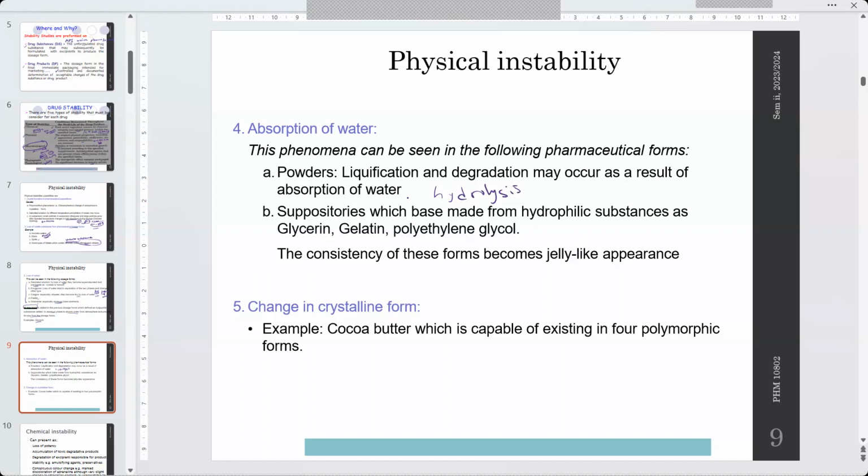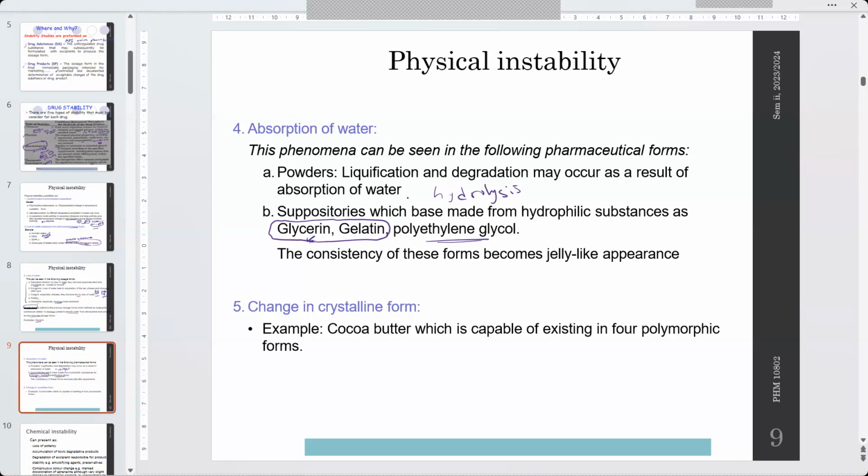Okay, suppositories made from hydrophilic substances, like glycerine suppositories. It's not glycerine alone, but it is actually glycerinated gelatin. You have suppositories that are made from glycerinated gelatin. It mainly contains gelatin and a small proportion of glycerine. Glycerine, you know, is a humectant and can absorb water from the environment. Polyethylene glycol is another type used to make suppositories. This is a base that can be used for making suppository bases.